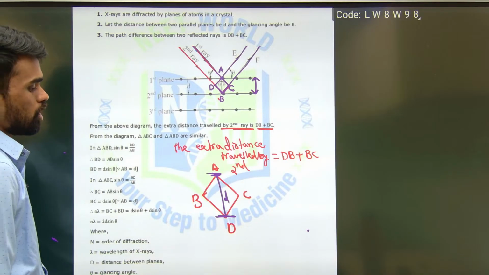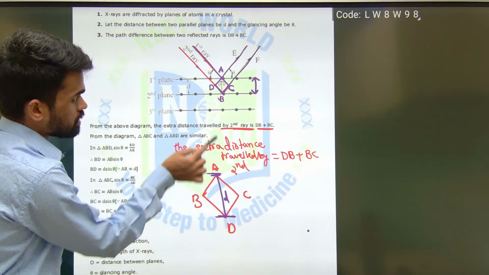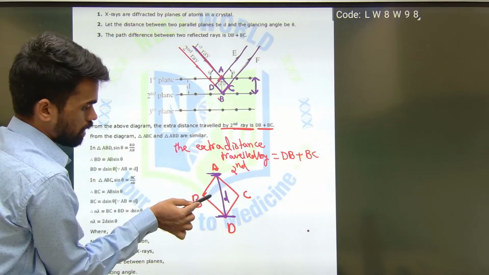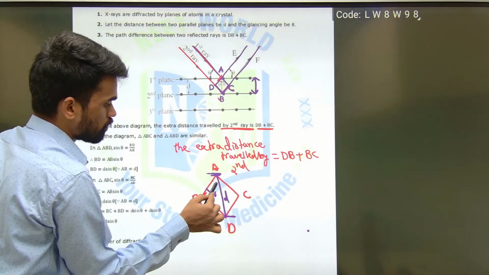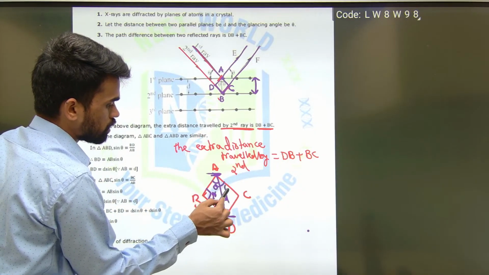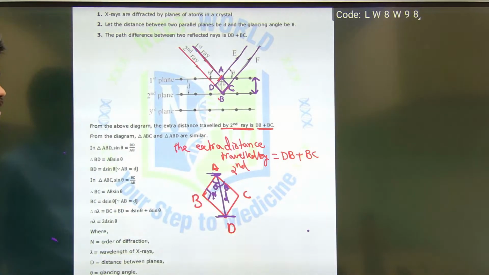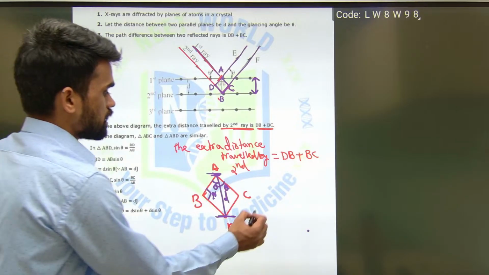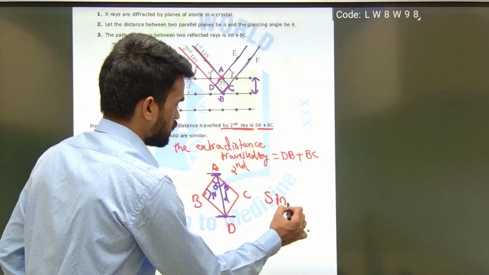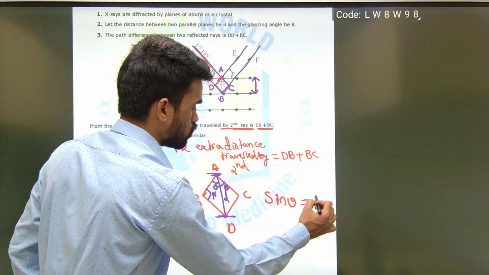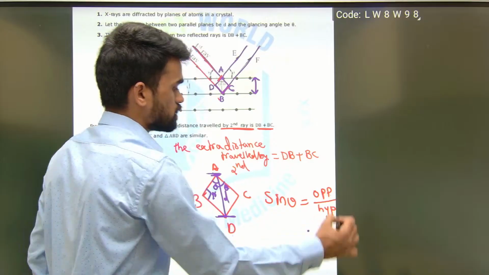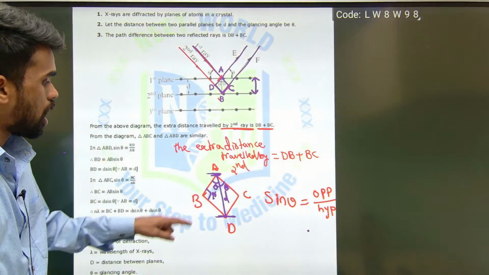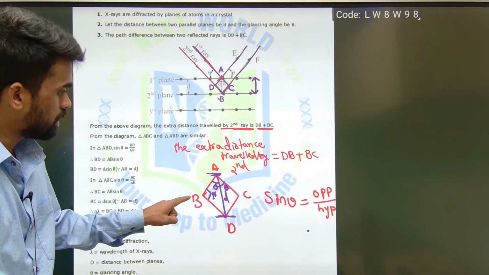Now if you observe, this is a line we have drawn like a normal here. This is 90 degrees. Whereas the upper one here is theta, here also theta. Both thetas are the same. So now what can we write? Sin theta is equal to opposite side by hypotenuse. So what is the opposite side for this theta? That is BD.